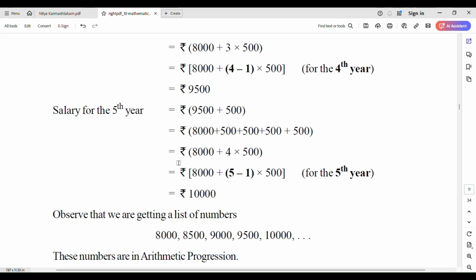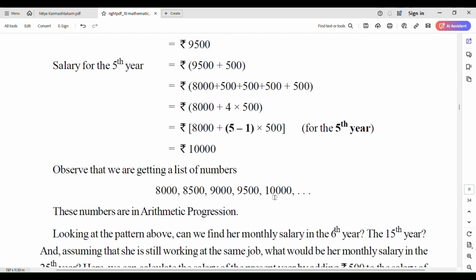This is how we do, right? So we generalized here for a given term, then the term is equal to the initial value, that is a, plus the term number, that is for the fifth year 5 minus 1, into 500, that is the common difference. 500 is the common difference, correct?